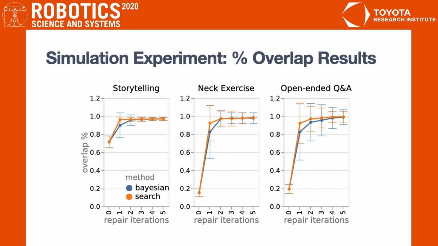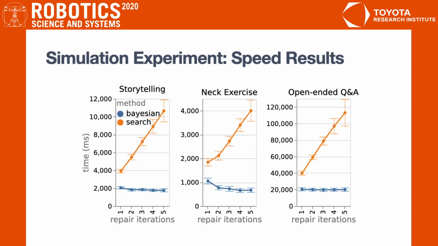Our results show that the proposed algorithm performs nearly identically in the percentage overlap measure in all 3 scenarios. In terms of speed, it outperforms the baseline, as the Bayesian repair time remains constant while the baseline repair time increases linearly over the iterations.